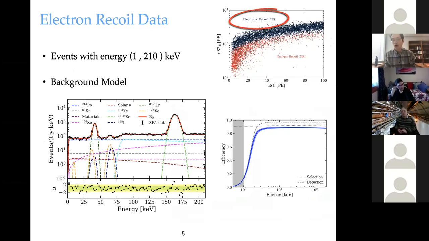Okay, we are not talking about nuclear recoil today. We're talking about electron recoil. These are all the black dots in the plot. So let's collect all the electron recoil events. They range from 1 keV to 200 keV, and this plot gives you the efficiency. Starting from 1 keV your efficiency becomes sizable, and then at 2 or 3 keV your efficiency is roughly 80% or 90%.